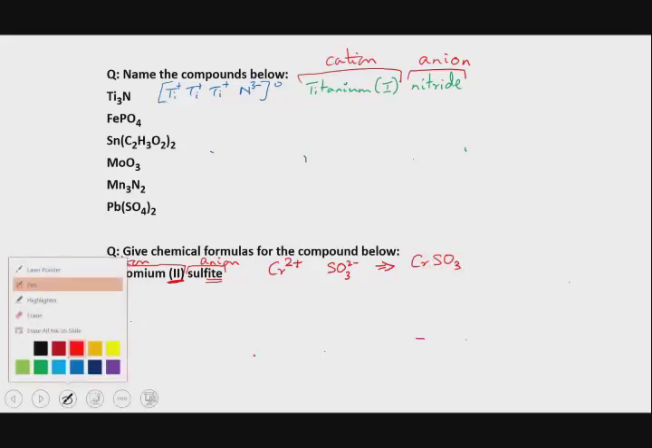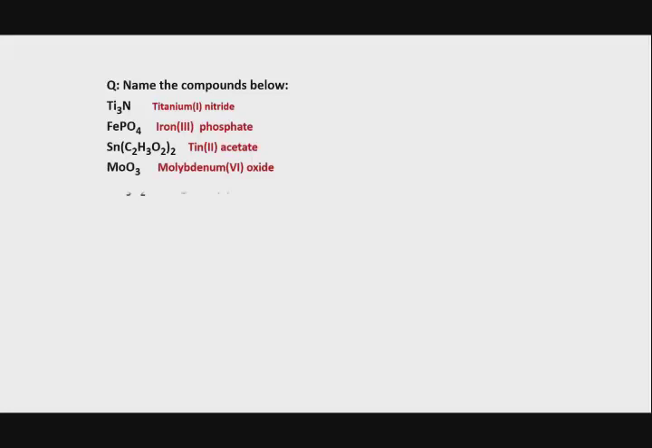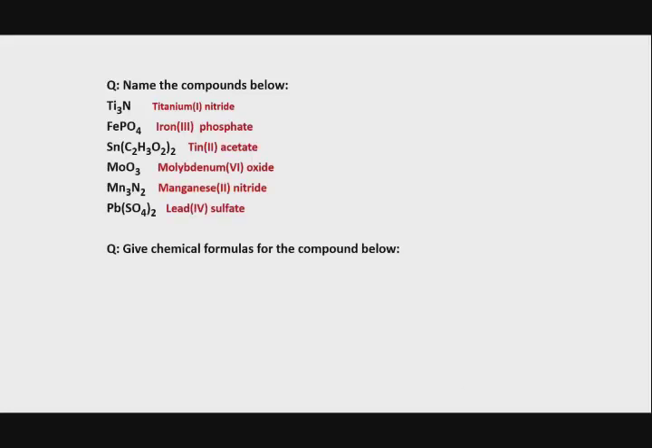Okay, go ahead and pause the recording for a few minutes while you go through the list of names and write the corresponding chemical formulas. Okay, let's check our answers. Make sure that you are following the steps and that your answers match mine.